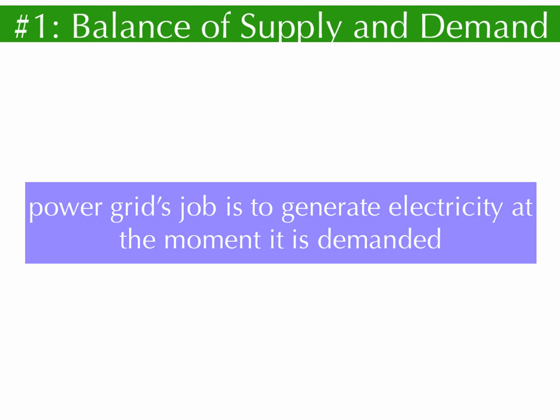So at the most basic level, the job of the electric power grid is simple. It's to generate electricity at the moment that it is demanded. In other words, the power grid must balance the supply and demand of power in real time. As we'll talk about later, energy storage in the power grid is minimal, so this delicate balance must be managed instantaneously.